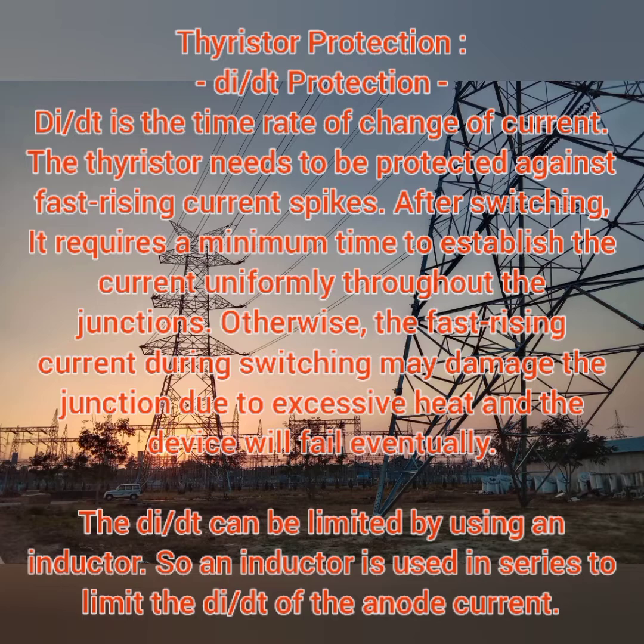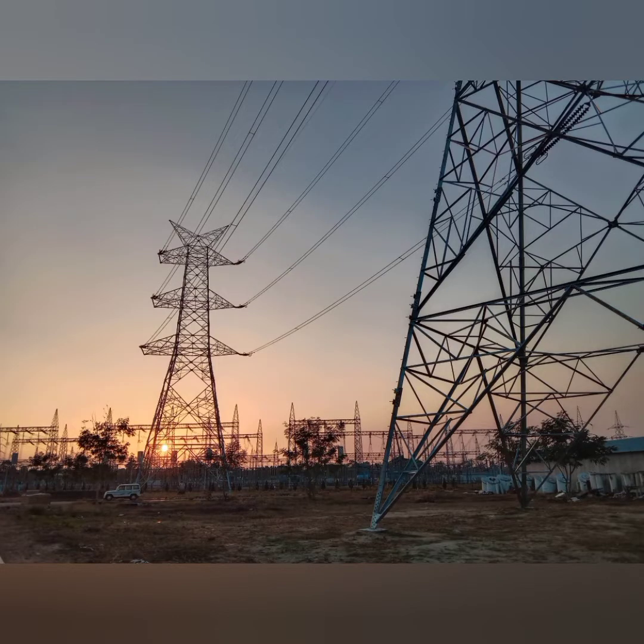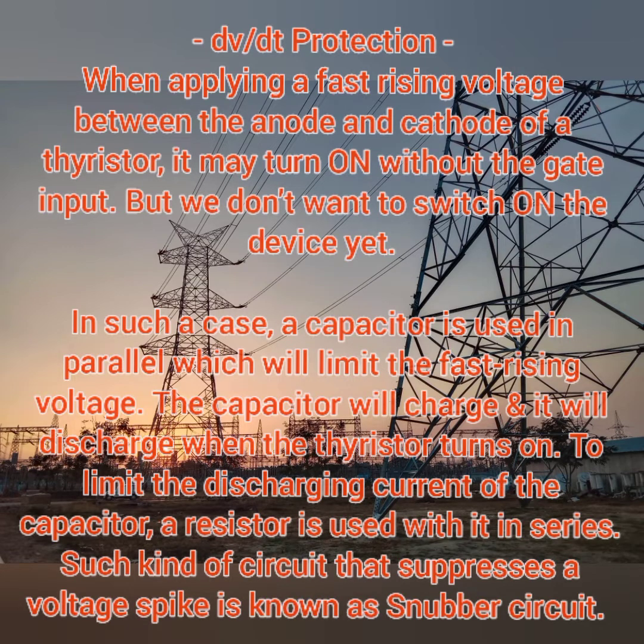In order to overcome this, we connect a reactor or an inductor in series with the connections. So this is the connection of the reactor in the thyristor circuit for di by dt protection. Then coming to dv by dt, which means the rate of rise of voltage, fast rising voltages between the anode and cathode of your thyristor. Whenever turning on, sudden spikes of voltage will occur. So we need to reduce these sudden spikes or switching surges.